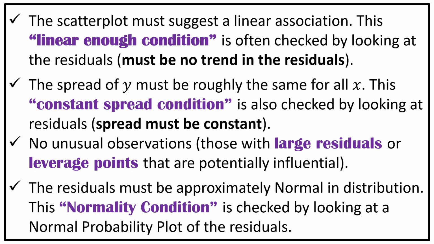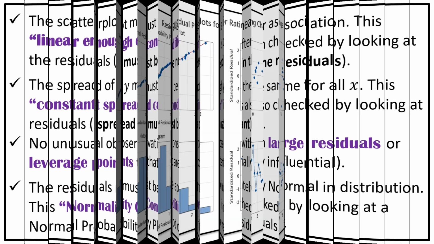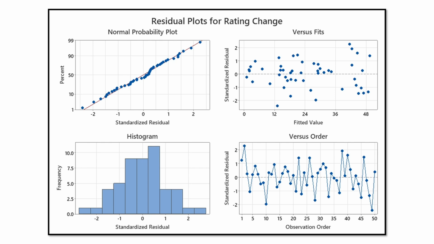Finally, the residuals themselves, the residual errors, must be approximately normal in distribution. We call this the normality condition. It's checked by looking at the normal probability plot of residuals. So for the current analysis with the chess players looking at videos, these are the residual plots. The bottom two plots don't matter that much, so we're going to look at this first one.